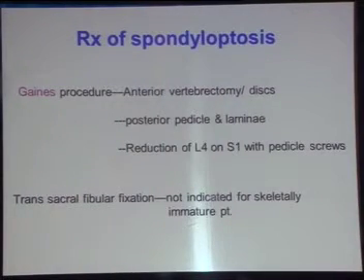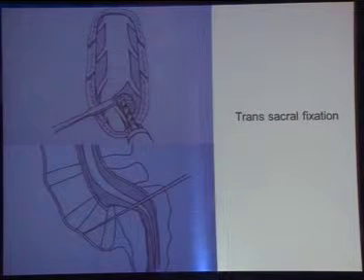And a few words about spondyloptosis. Gaines procedure, as already mentioned. You can do a complete vertebrectomy and reduction of L4 to S1, or in a skeletally mature patient you can go for a transsacral fibular fixation. Like this, between the S1 and S2 nerve roots, you can go in perpendicularly down to the L5.